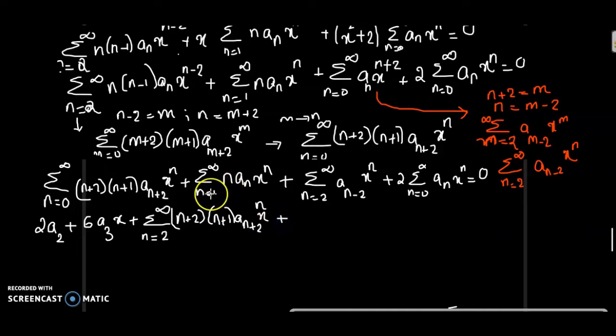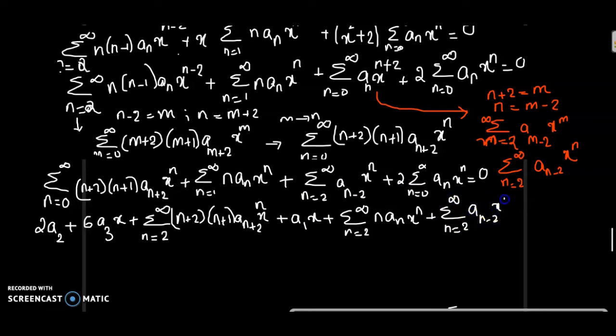Plus the same technique goes here also. We have to expand n equal to 1 and see what happens. A1 into x plus all the rest of the terms go under the summation 2 to infinity an x raised to n. And this term is going to be the same, sigma n equal to 2 to infinity an minus 2 x raised to n. Last term again we are going to expand: 2 times a naught plus a1x plus the extra term sigma n equal to 2 to infinity an x raised to n equal to 0.